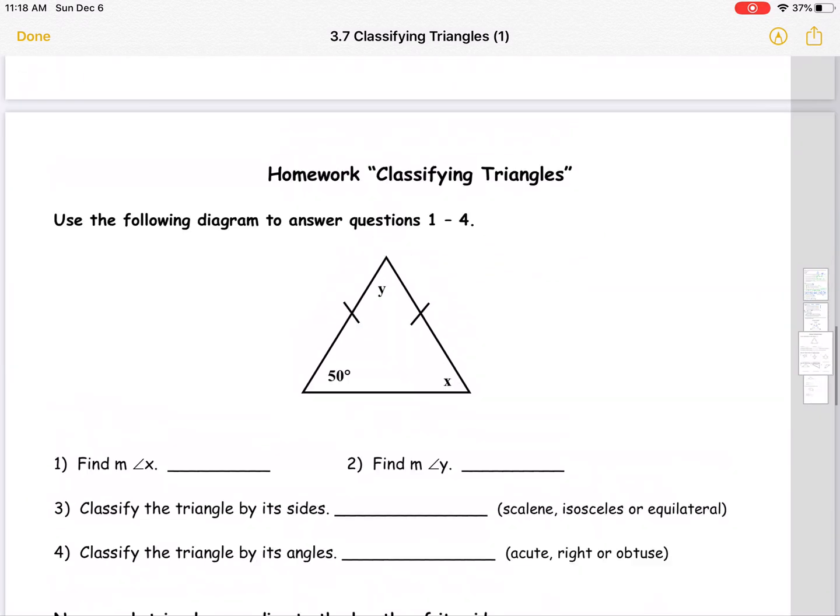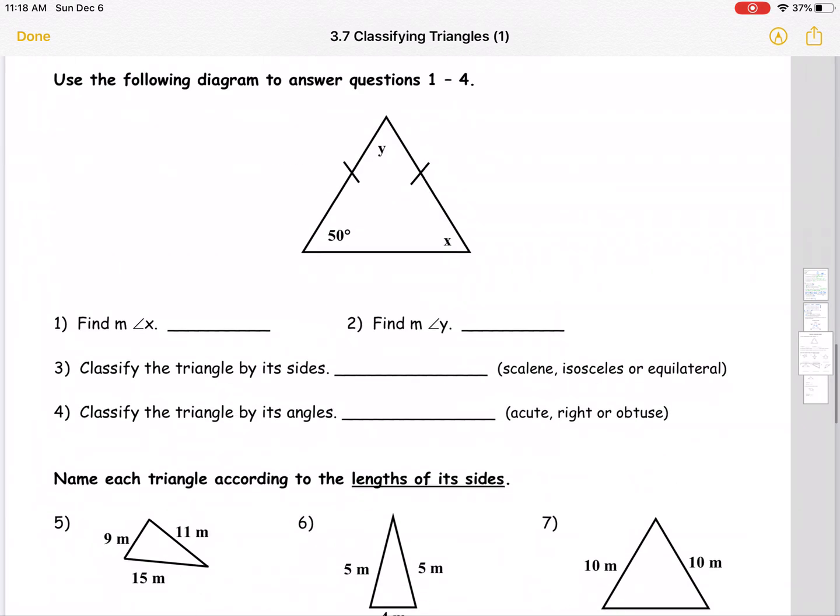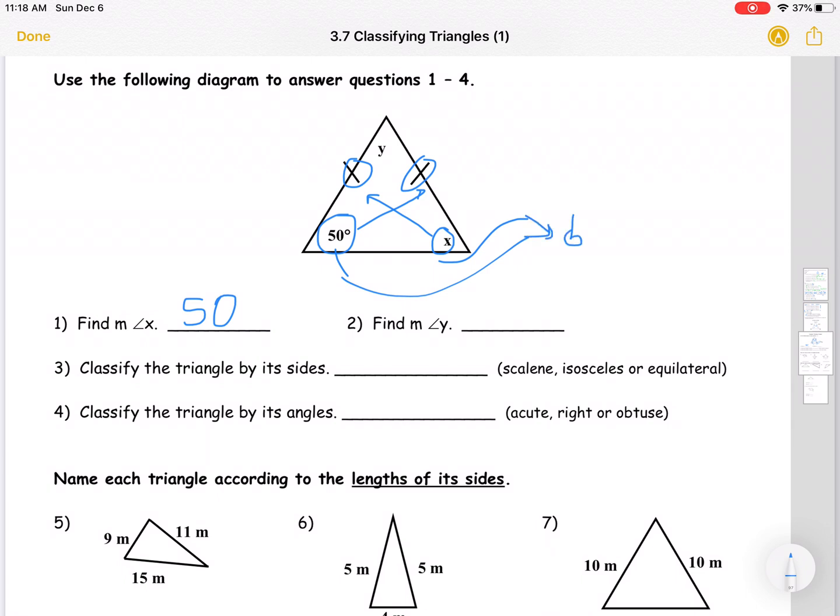So first of all, it says homework. Don't worry about it. It's not homework. We're going to do it right now. So find the measure of angle x. So here, this angle is 50 degrees. This angle is opposite this side. And since this side right here is congruent to this side right here, that means that x also has to be 50. Our base angles have to be congruent. These two angles right here are our base angles. In an isosceles triangle, our base angles are congruent.